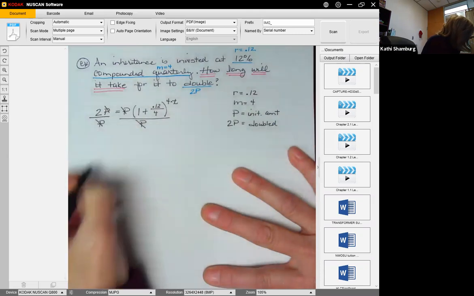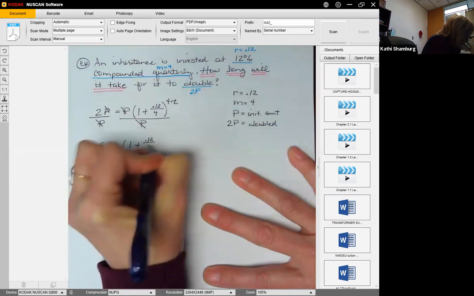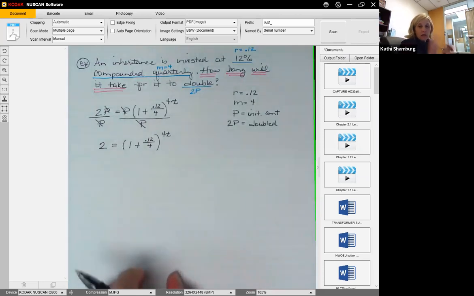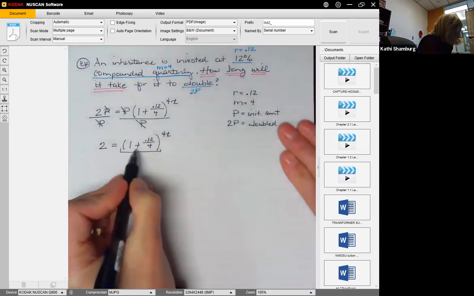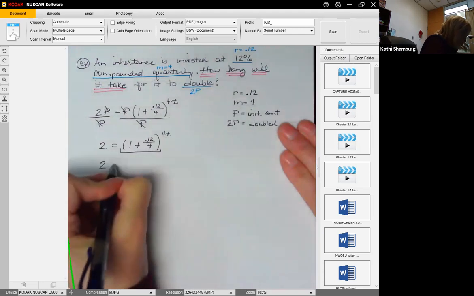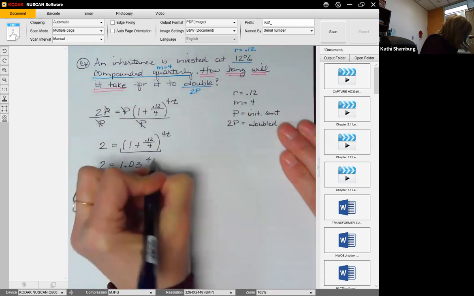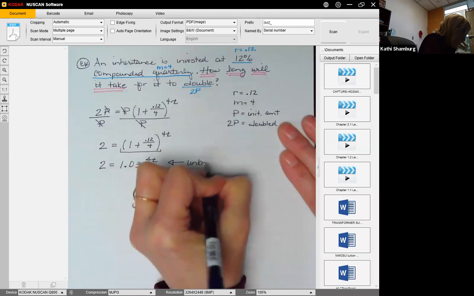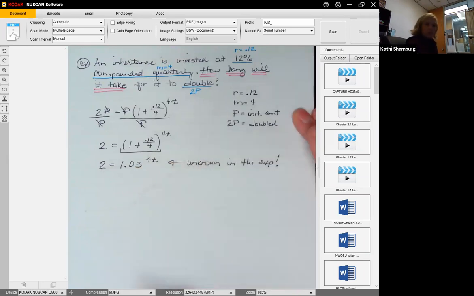So in essence, this cancels and we're left with 2 equals 1 plus 0.12 over 4, raised to the 4t. So my P gets canceled out. All right, well, we can add this right here, 1 plus 0.12 over 4. If you put that into your calculator, you get 1.03 to the 4t. And this is where I was talking about. Notice the unknown is in the exponent. So that means we are going to have to apply natural logs.